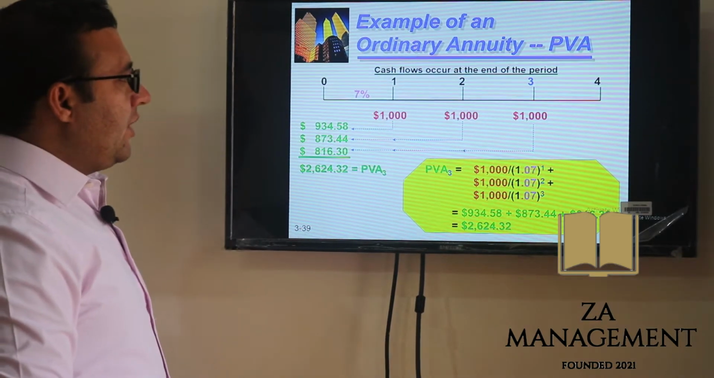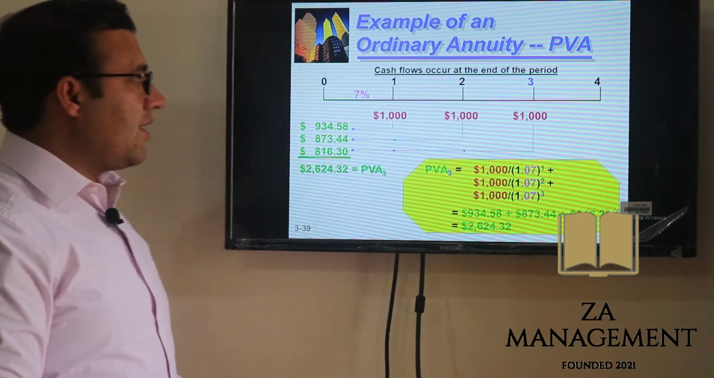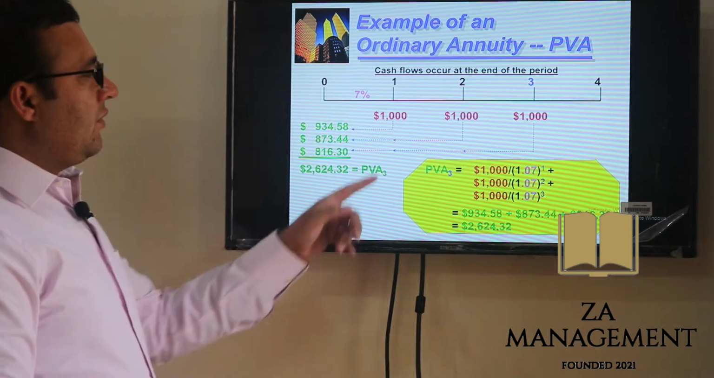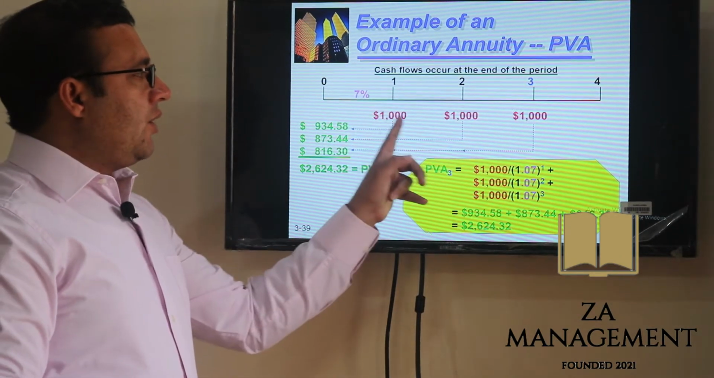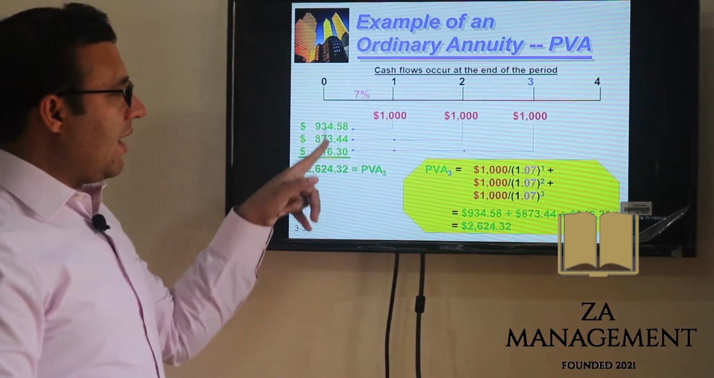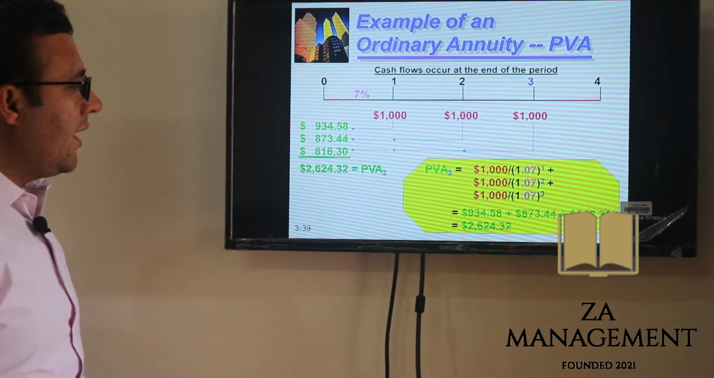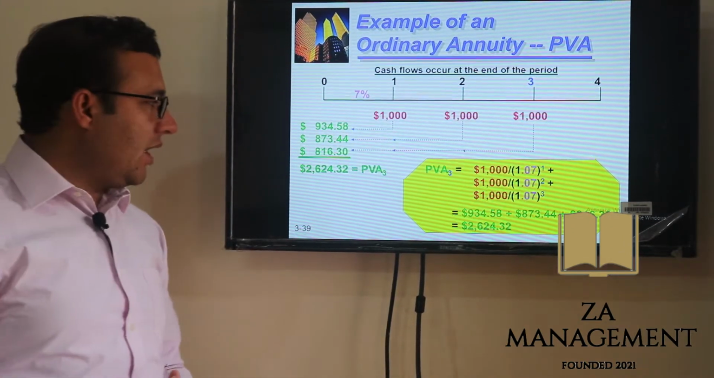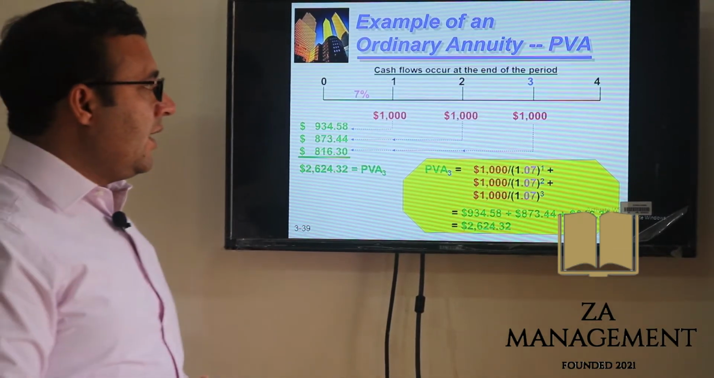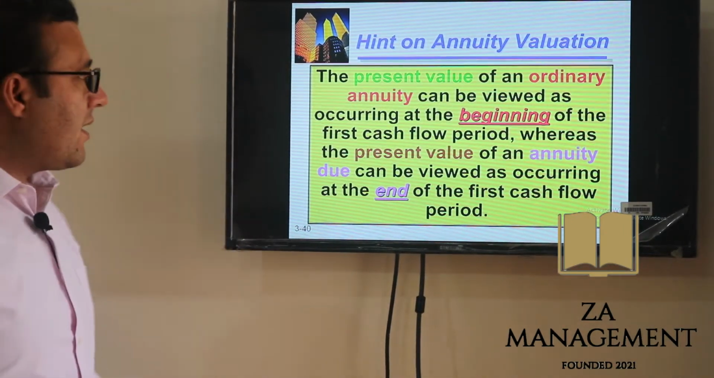Here we have an example. We have an ordinary annuity of 3 periods having 1000 installment in each case. If the discount rate is 7%, we will calculate the present value of these three amounts at period 0. So these are the present values of these three installments, and that's why the present value of this ordinary annuity is 2624 in this case. This value can also be calculated with the help of the tables.